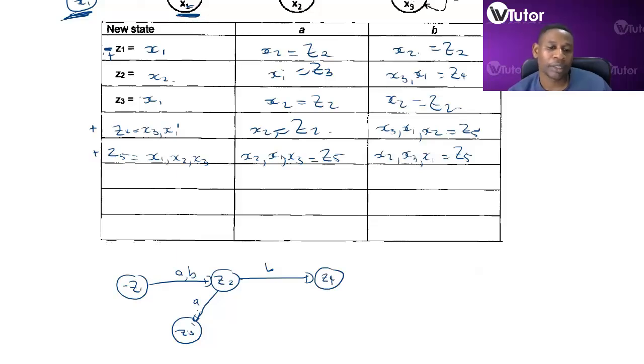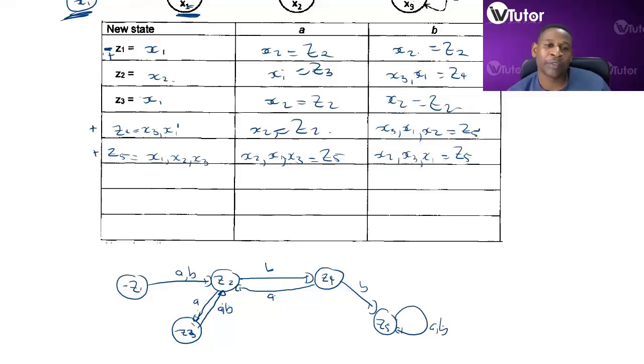And then Z3 with an A goes to Z2. With the B goes to Z2 as well. Then Z4 with an A, it goes to Z2. With the B, it goes to Z5. Z5 with an A or B, it stays there. Right.